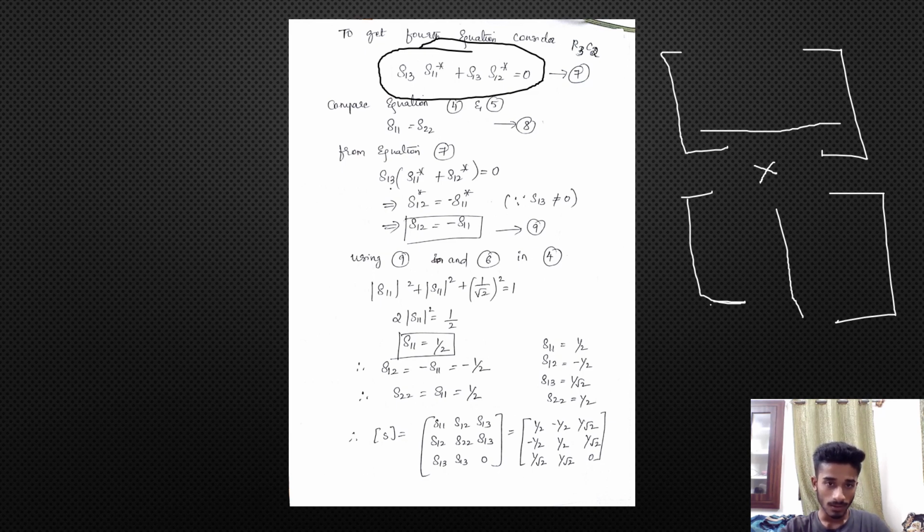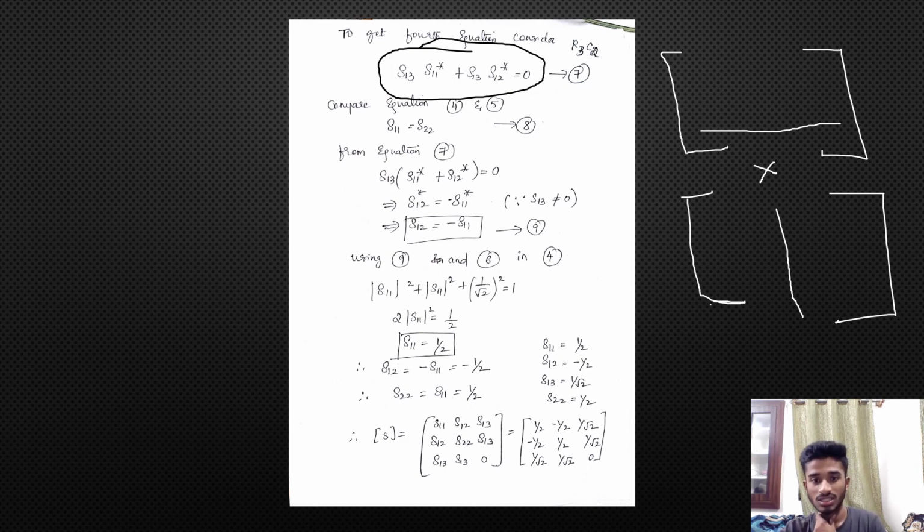So we bring this S13 to the right hand side. When we bring S13 to the right hand side, it is multiplied by 0. Hence, all we are left with is S11 asterisk plus S12 asterisk is equal to 0. So we bring S11 asterisk to the right hand side. So S12 asterisk is equal to minus S11 asterisk. So S12 equals minus S11. This is considered the ninth equation.